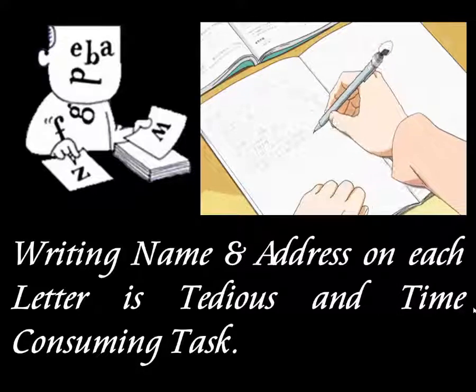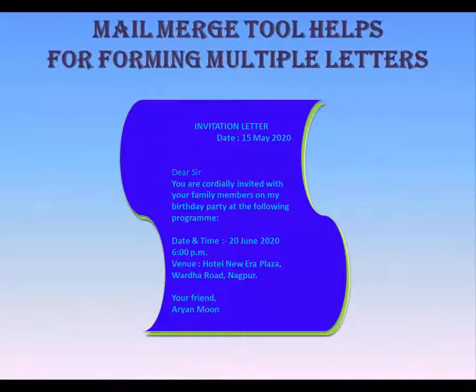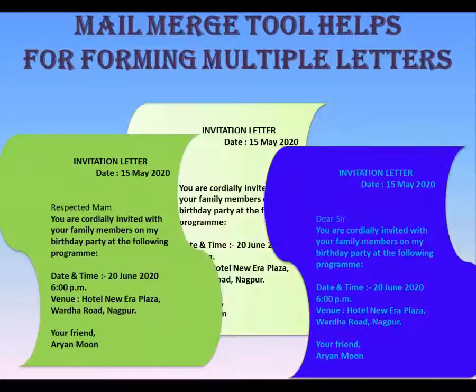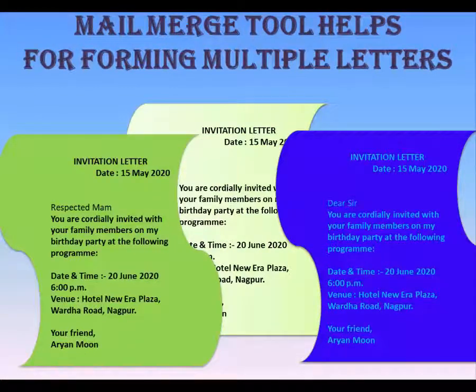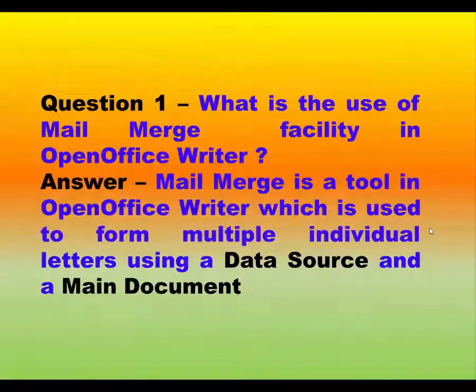So this kind of tedious and time consuming task you can do with the help of the mail merge tool in OpenOffice Writer. If the question is asked to you, what is the use of the mail merge facility in OpenOffice Writer, or what do you mean by mail merge, then what would be your answer? Mail merge is a tool in OpenOffice Writer which is used to form multiple individual letters using a data source and a main document. It is used to form multiple individual letters.